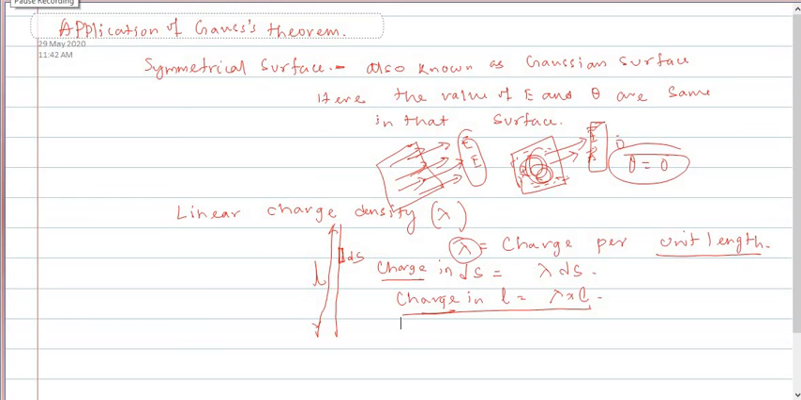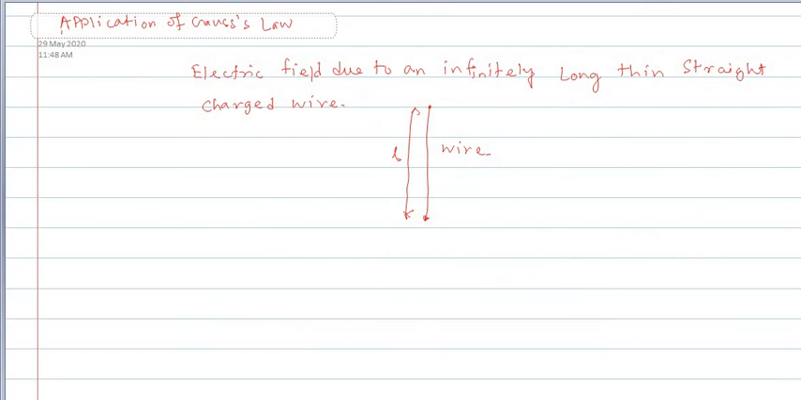Now you write down. So now we go to our first application of Gauss law: electric field due to an infinite long thin straight charged wire. Now this is a wire whose length is how much? L. So we can find out the electric field intensity of this wire.